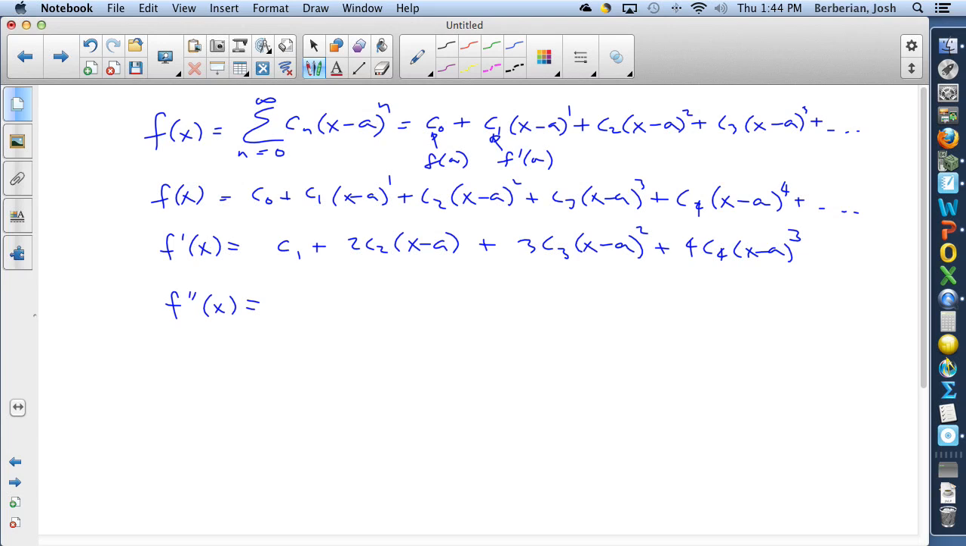Alright, term by term differentiation. Derivative of C1, derivative of 2C2x minus a. Sorry, 2C2 times x minus a. So just 2C2. Yeah. 6C3. Alright, I'm going to leave it as 3 times 2, C3 times x minus a, plus 4 times 3, C4 times x minus a squared.